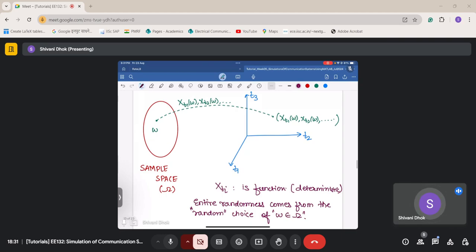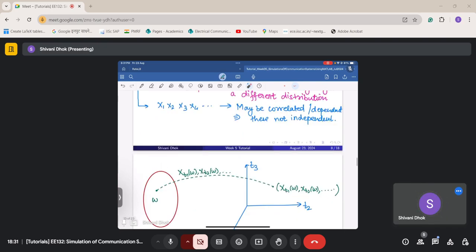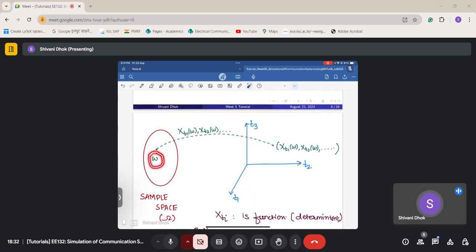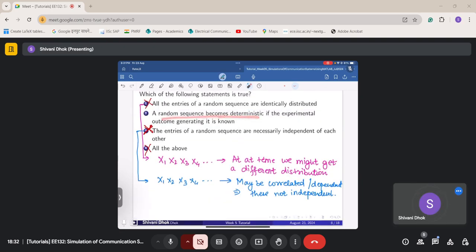Okay, so now if someone says that I tell you what your little omega is, that is, I tell you what your outcome is, and we know that these x_ti's are deterministic functions, it clearly means that if I know what omega is, I can easily understand what the value of x_t1 of omega, x_t2 of omega, and so on is. That is exactly what your second option is saying: a random sequence becomes deterministic if the experimental outcome generating it is known. If I know this omega, then the value of the random sequence is completely deterministic. We know exactly what we are going to get here, which means that option 2 is correct.